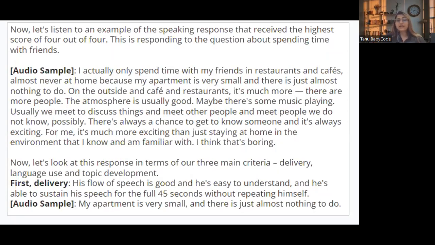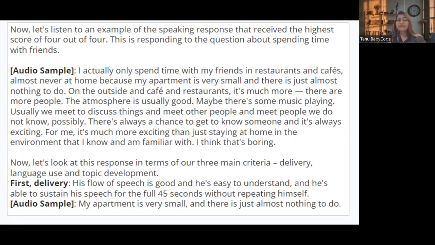Now, let's look at an example of a speaking response that received the highest score, 4 out of 4. And this is responding to a question about spending time with friends. Now, see the sample answer.